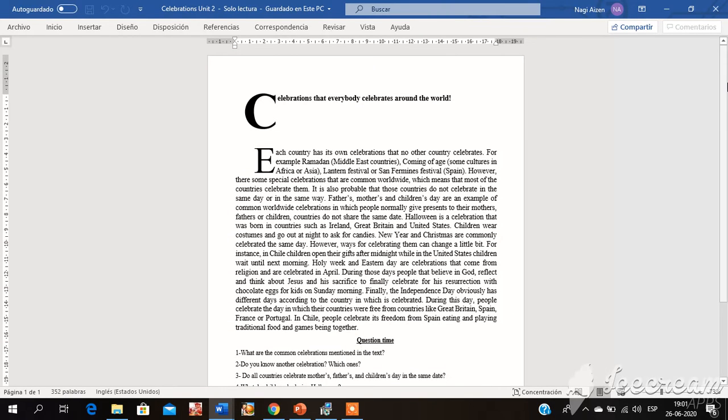as I showed before, this activity will start by predicting with the same set of questions I showed before. This text has to do with celebrations, since Unit 2 for 8th grade students is about traditions, customs, and celebrations. So this text is about the same.